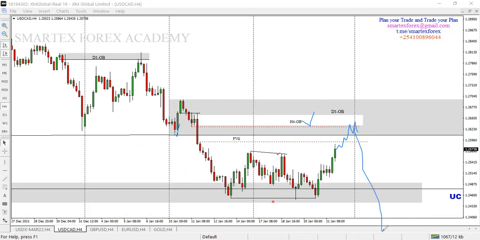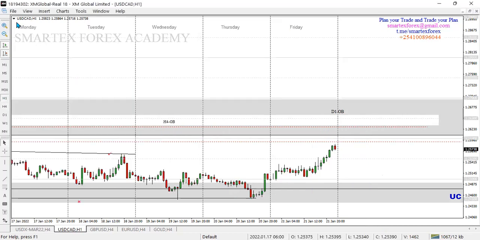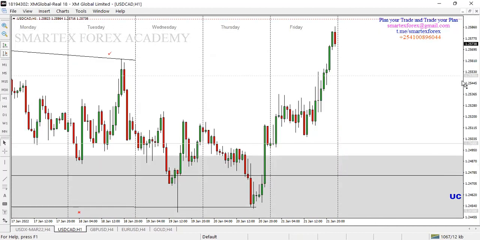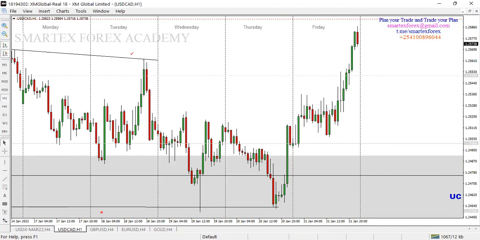Then we drop. Remember, we try to frame our setups in line with the dollar index, because the dollar index determines for us the direction of the dollar. So USDCAD, I'll be looking to sell from these zones. And if you look at the 1-hour time frame, see what we have here.